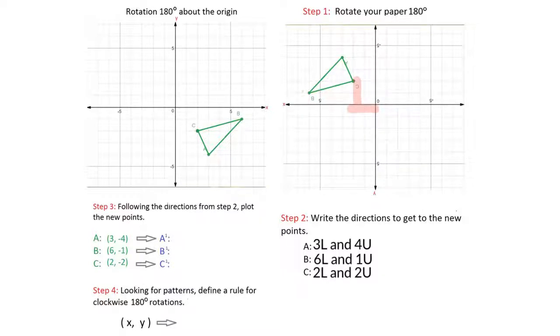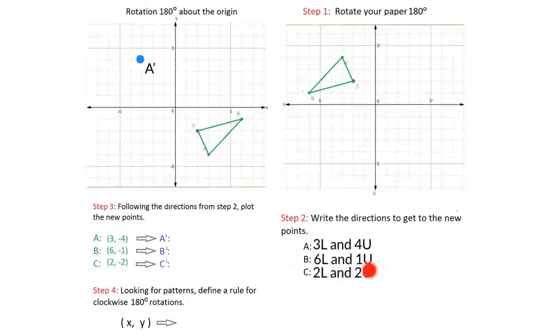Now let's use our new directions here to plot our triangle in our new quadrant over here. We know A is going to travel 3 to the left and 4 up. So starting at our point of origin, let's count 3 to the left, 1, 2, 3, and 4 up, 1, 2, 3, 4. So A prime, since it's been rotated, will land here. Let's go ahead and plot and label A prime.